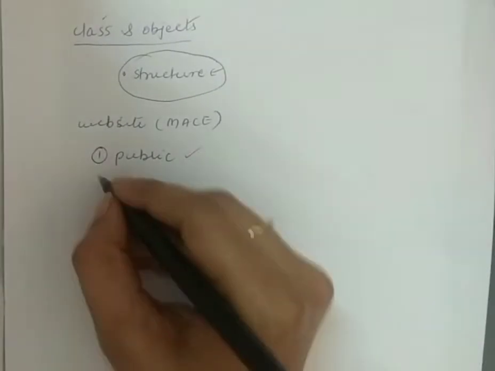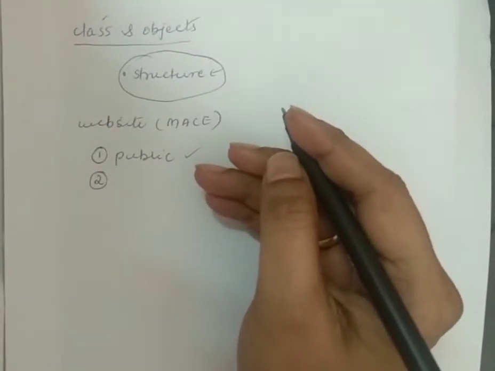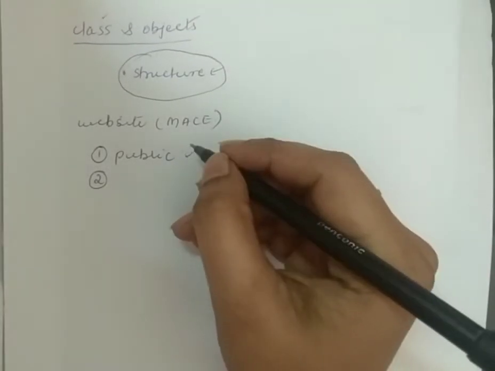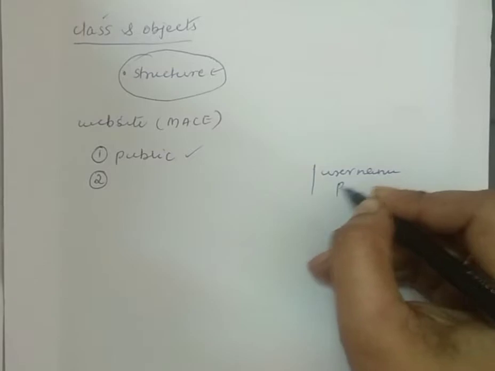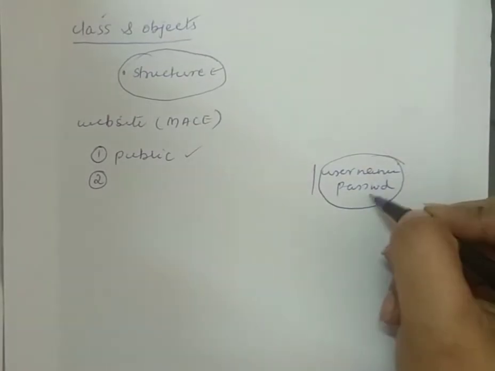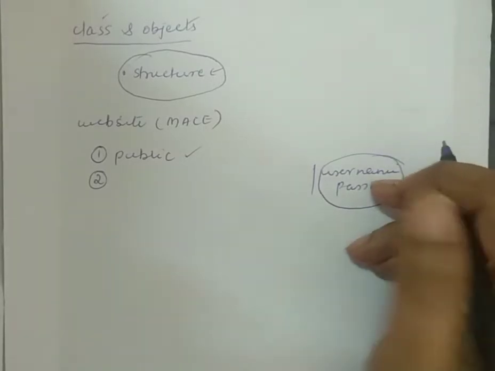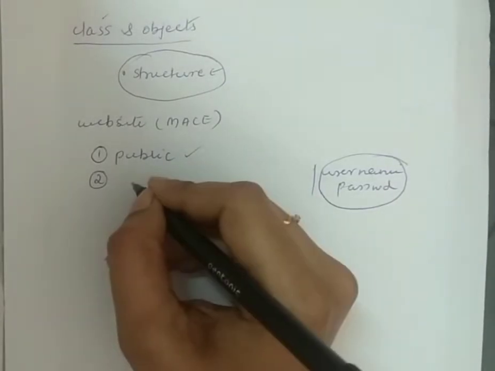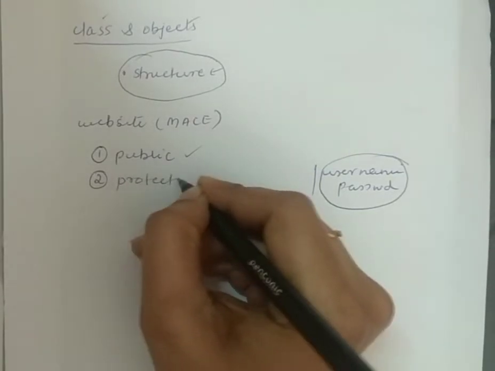And the second thing, as a student of Maze, you have an eLive login, isn't it? To log into your portal, you need a username and password. Only you will be able to access that portal using the username and password. So the second one is, there are many informations inside the same website which are password protected. So I will group that as protected.